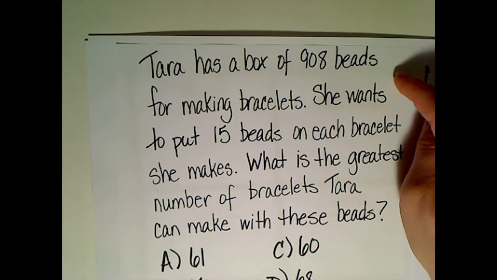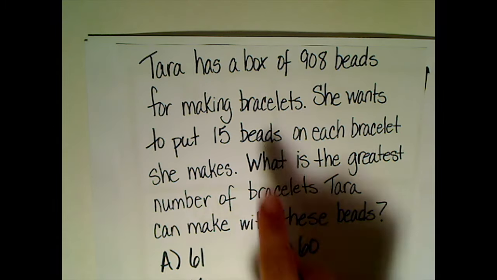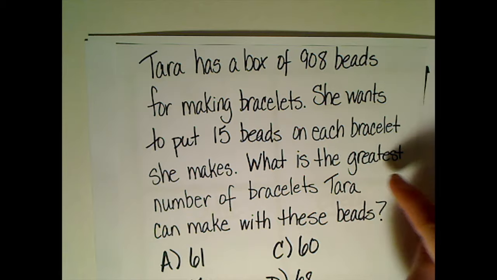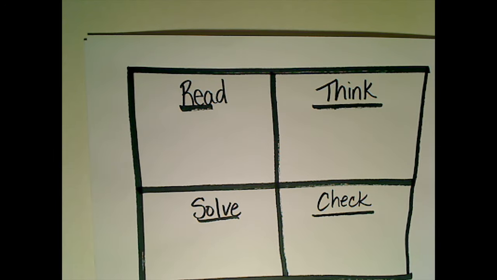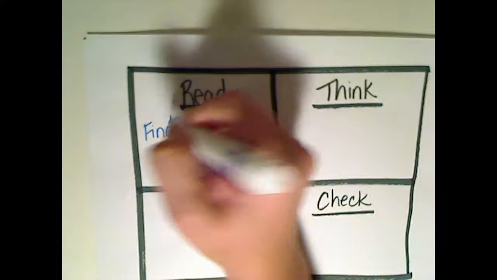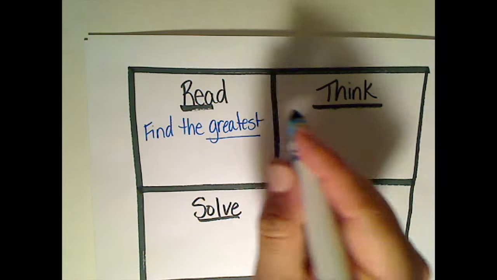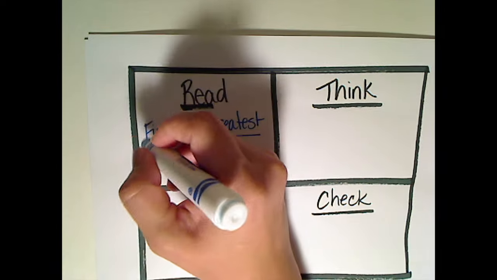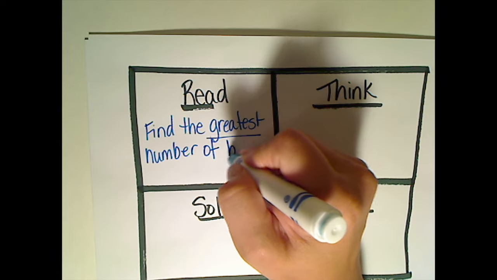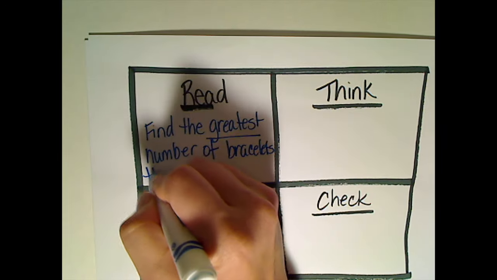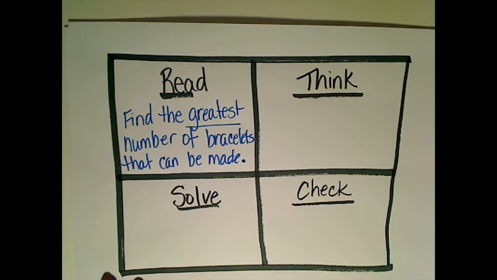Tara has a box of 908 beads for making bracelets. So she's making bracelets with beads. She wants to put 15 beads on each bracelet she makes. What is the greatest number of bracelets Tara can make with these beads? So what is the problem asking you to do? To find the greatest or most amount of bracelets. Find the greatest number of bracelets that can be made. Okay, I think we did that.